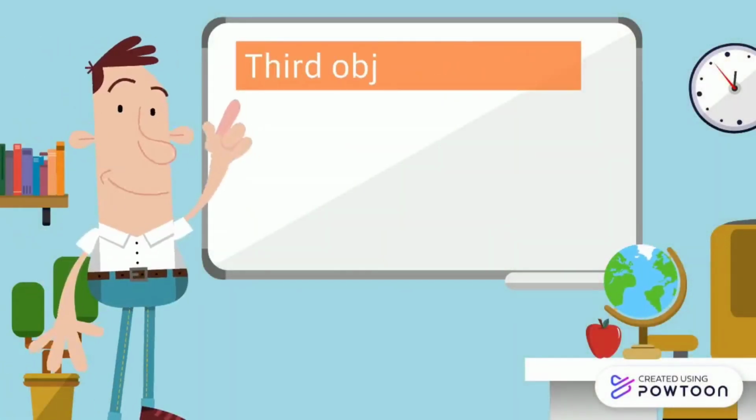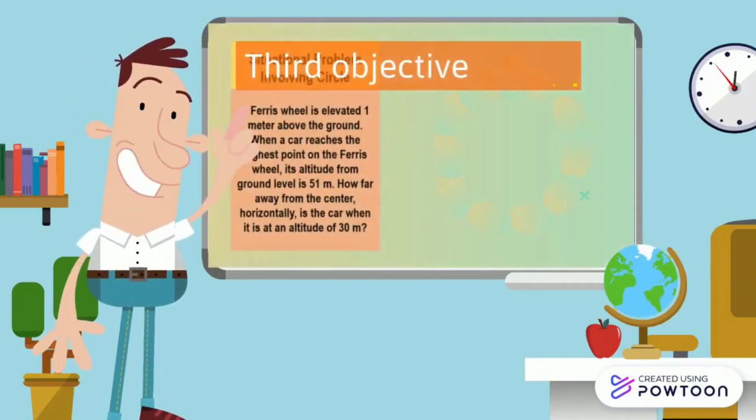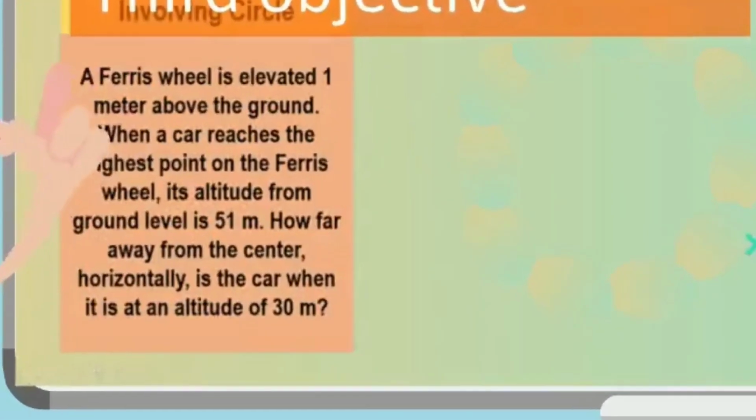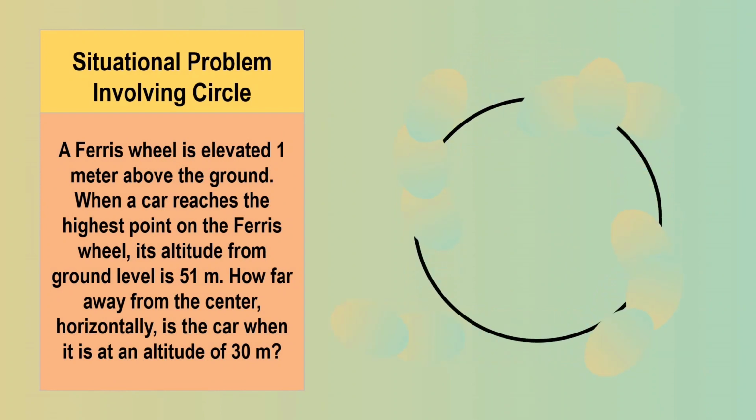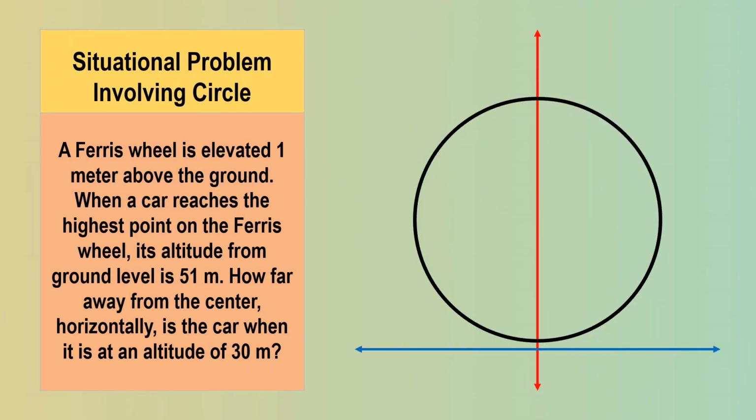Now, let us delve into the last objective. A Ferris wheel is elevated 1 meter above the ground. When a car reaches the highest point on the Ferris wheel, its altitude from the ground level is 51 meters. How far away from the center, horizontally, is the car when it is at an altitude of 30 meters?